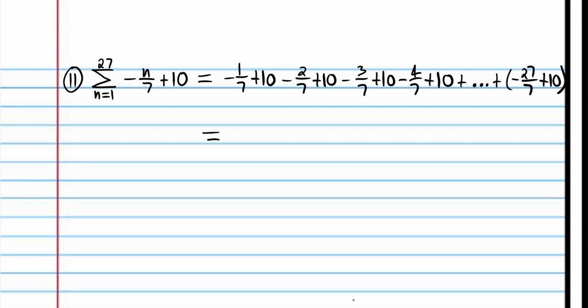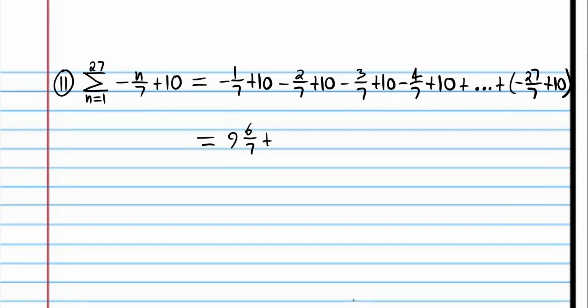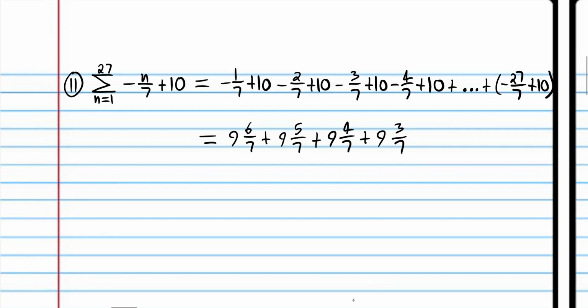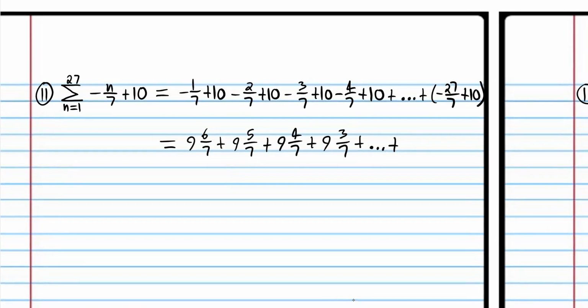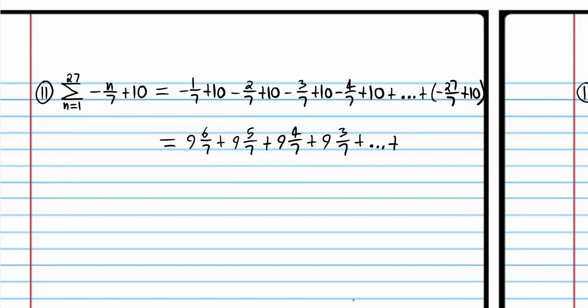So let's simplify. We get 9 6/7 plus 9 5/7 plus 9 4/7, 9 3/7, and so on and so forth. And that last one, well, we can just write it as negative 27 over 7 plus 10. We don't really care exactly what that term is.